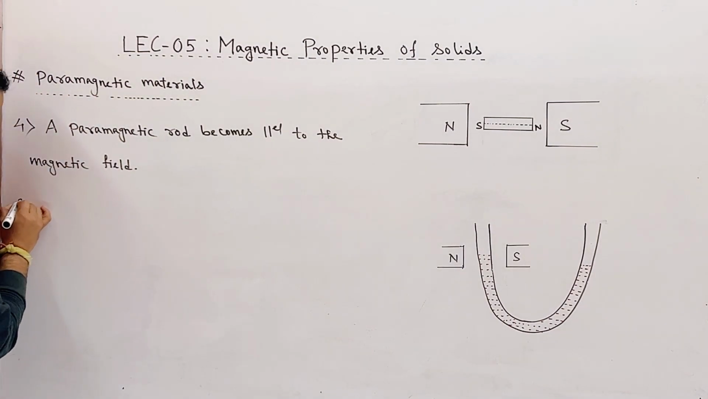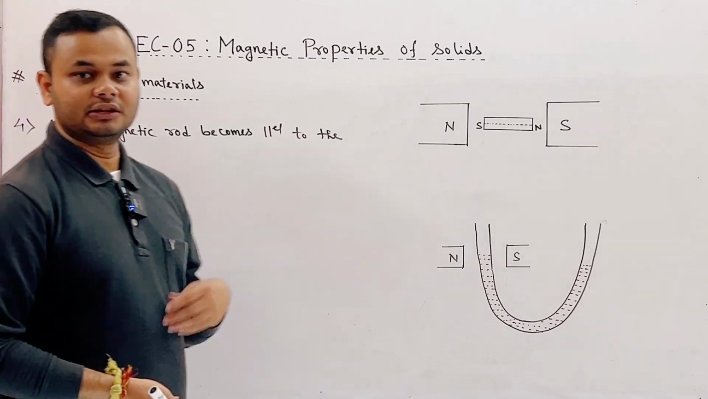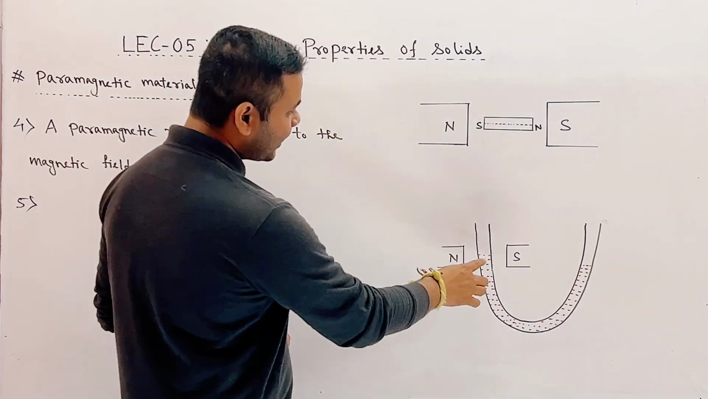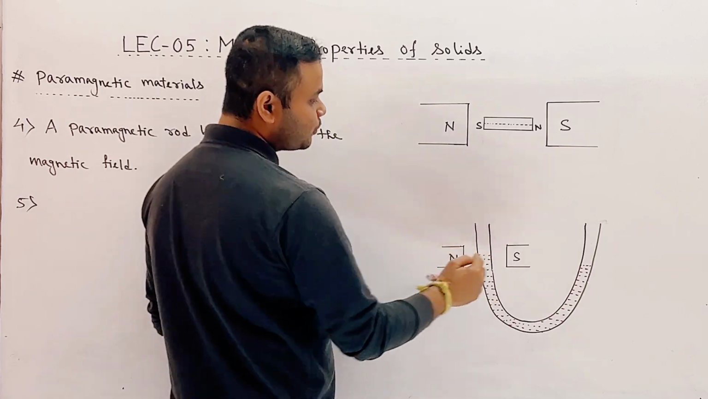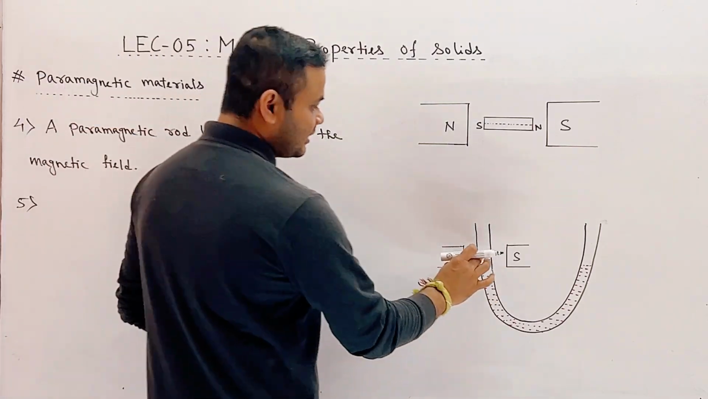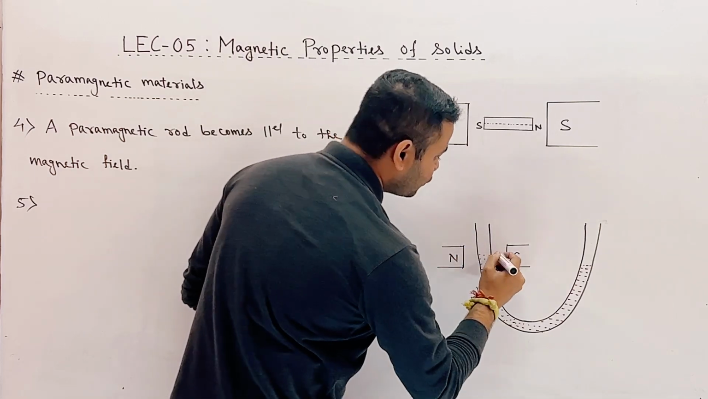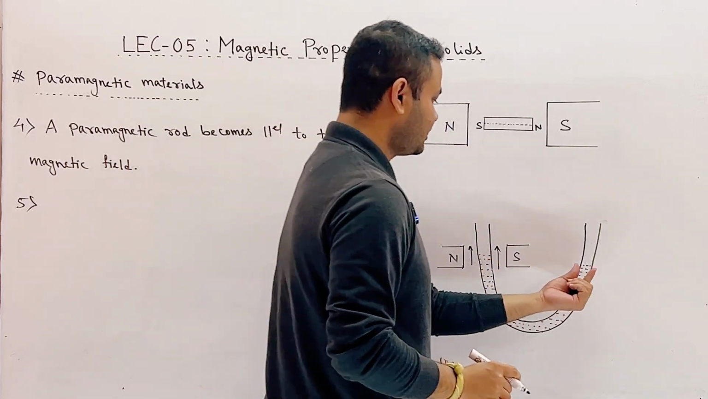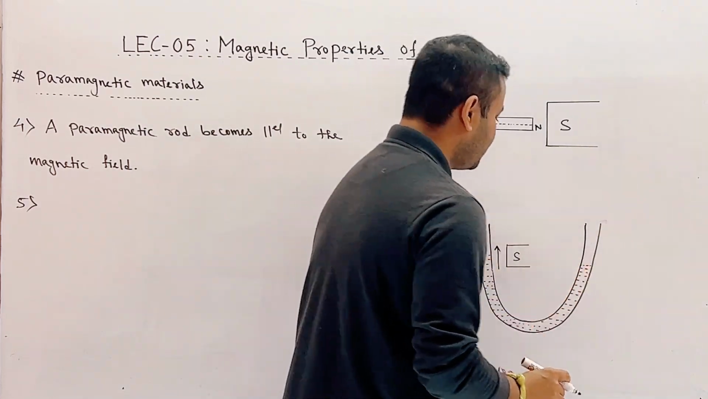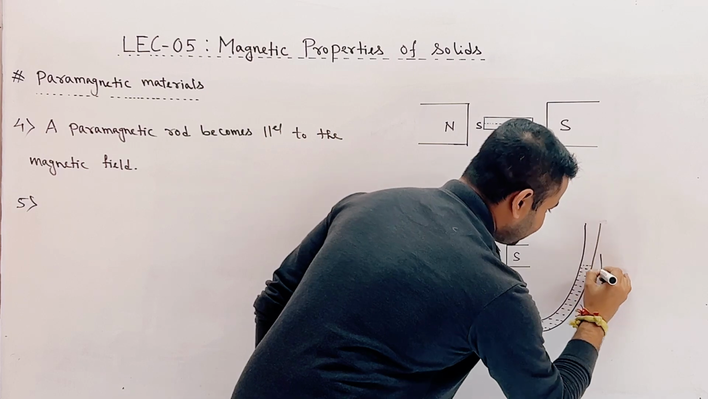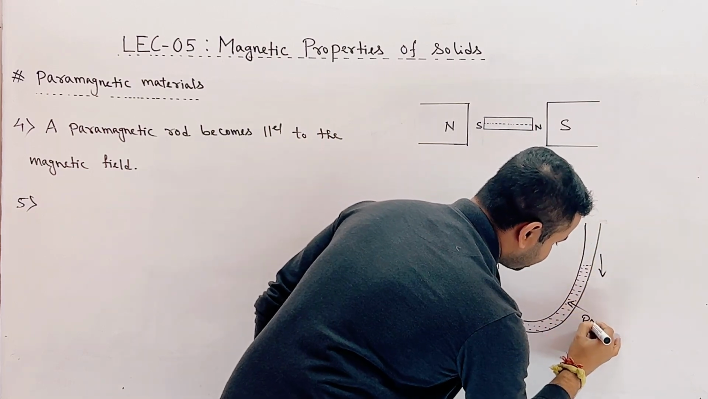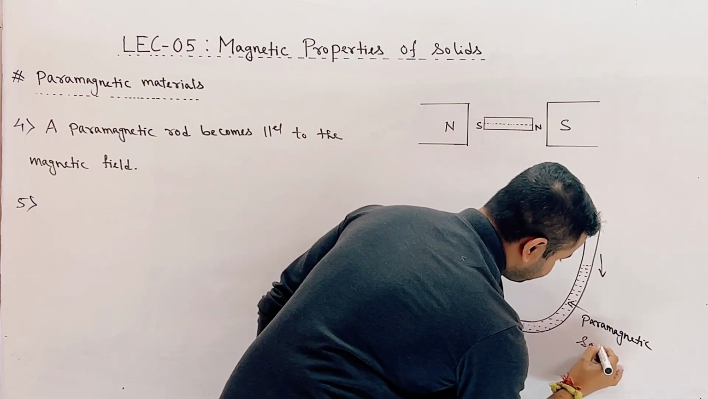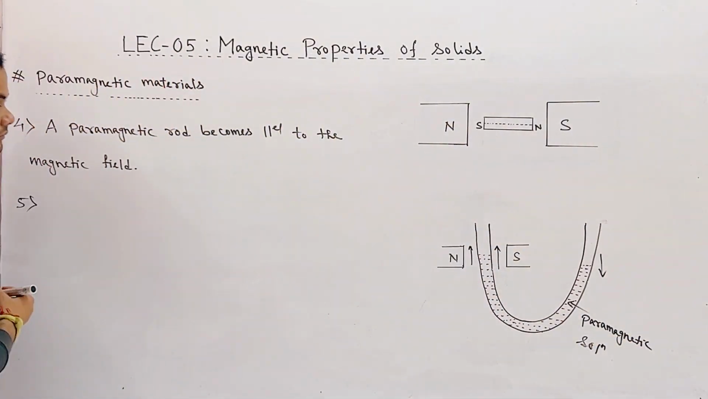Next, point number 5. If we place a paramagnetic solution in a U-shaped tube and one arm is placed in between two poles of a strong magnet, then level of solution in this arm will be increased. However, level of solution of the other arm will be decreased. So, this is the paramagnetic solution.